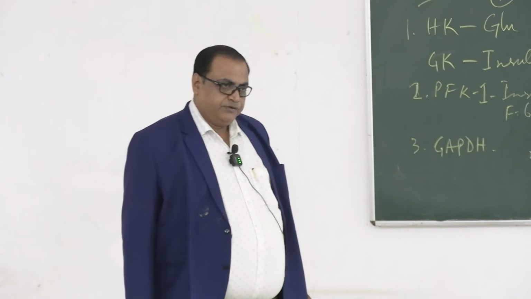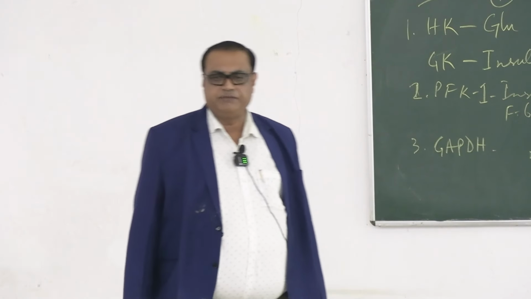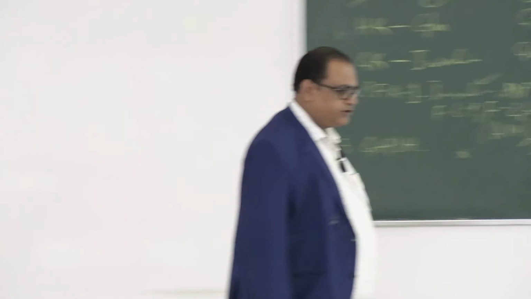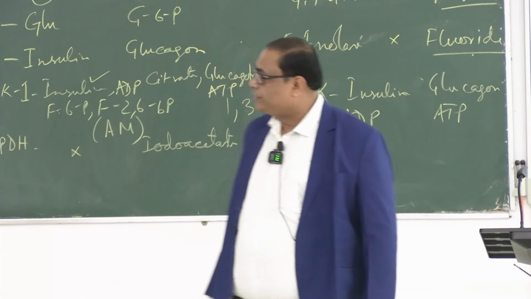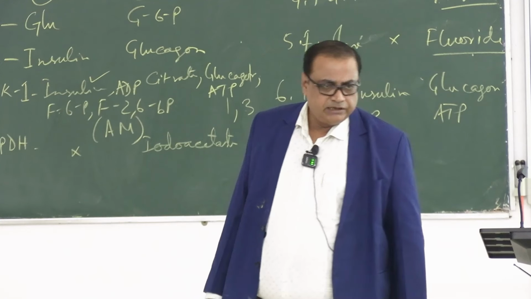Okay. So fructose 2,6-bisphosphate is an allosteric modulator which is synthesized by PFK2, which is broken down by fructose 2,6-bisphosphatase. Insulin stimulates production of PFK2 by dephosphorylation at the C-terminal end of the molecule.